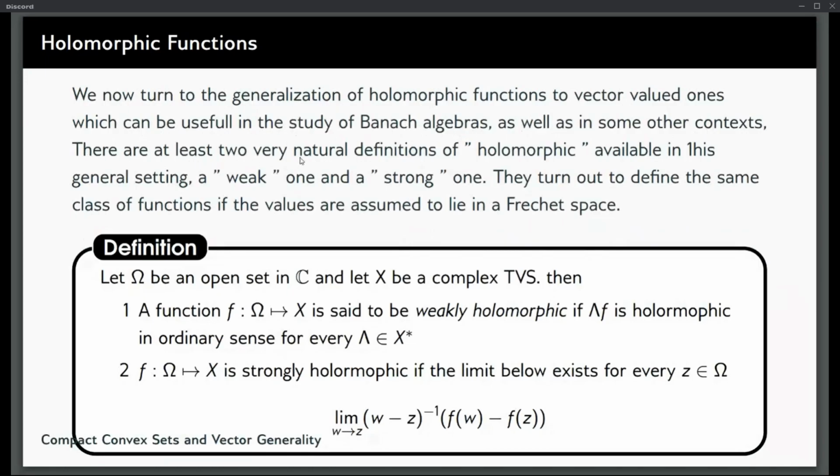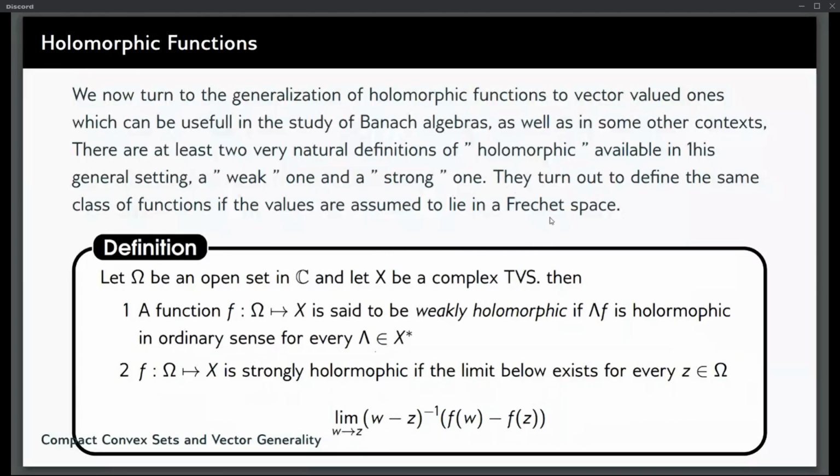Now, there are two natural ways to define holomorphic functions, which is of course the weak one and the strong one. The weak one is, as you would expect, a function f is weakly holomorphic if lambda of f is holomorphic in the usual sense for every lambda in X star, right? The strong one, of course, is your usual holomorphic definition, which is the limit of the scalar with this vector. This exists for every z in omega, where omega is an open set, so the differentiability makes sense here.